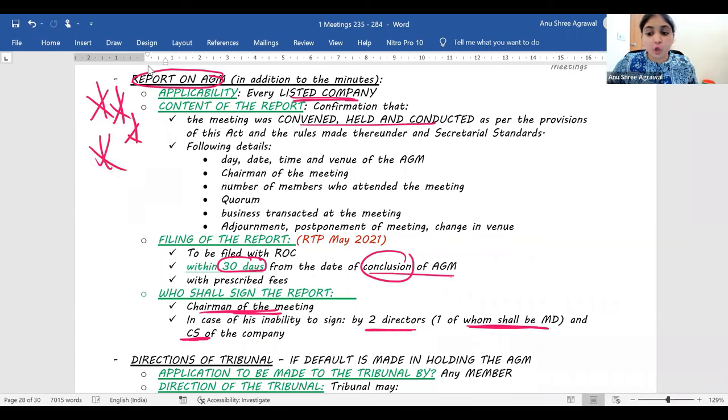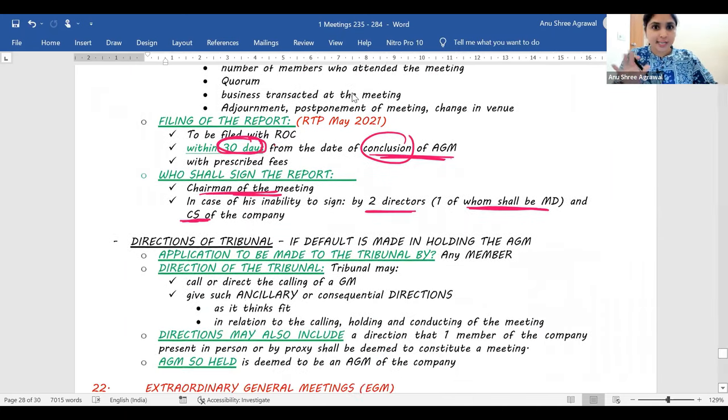Extremely important concept, report on AGM. Do not compromise here. Okay, applicability, every listed company. Then it has to be prepared by only listed companies. Who will sign? Chairman. Or if he's not able, two directors, out of which one should be managing director, and company secretary. Remember, 30 days from conclusion of AGM. Tell me for what the time limit is 60 days from AGM. Here, report on AGM, the limit is 30 days. For which concept the limit is 60 days from AGM? Amazing guys, you all are doing so well. Perfect answers you all are giving me. Annual return making me so happy. Annual return 60 days, report on AGM 30 days.